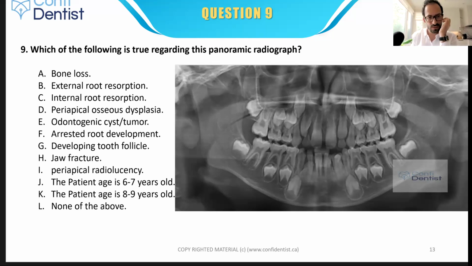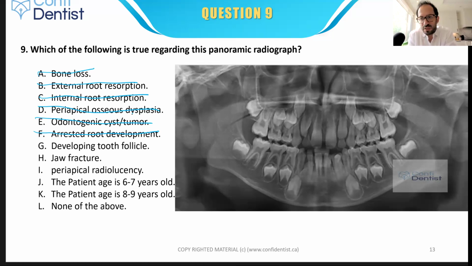Okay, guys, so let's just take a look at the question. So first we have bone loss, no evidence of bone loss. External root resorption, nope. We have physiologic root resorption, that's not considered as external root resorption. No internal root resorption, no PCOD, no evidence of odontogenic cyst or tumors. Arrested root development, no. Make sure you check the definition of arrested root development, important.